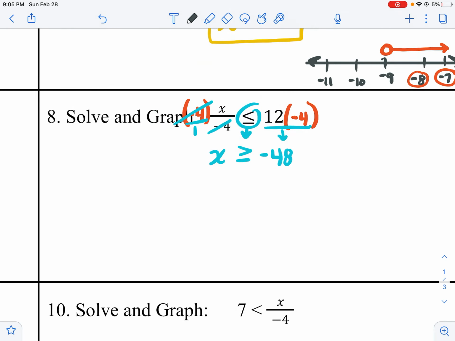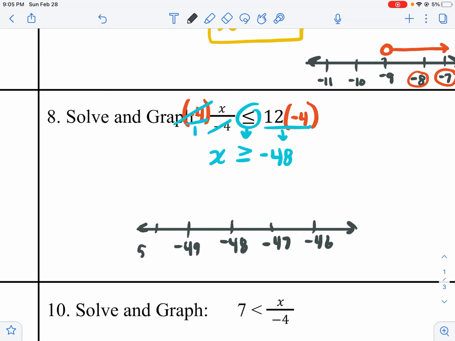Okay, I'm going to do a super fast graph so I don't run out of time on my video. We have -48 in the middle, -47, -46, -49, and -50. We have greater than or equal to, so a filled in circle on -48, going to the right.